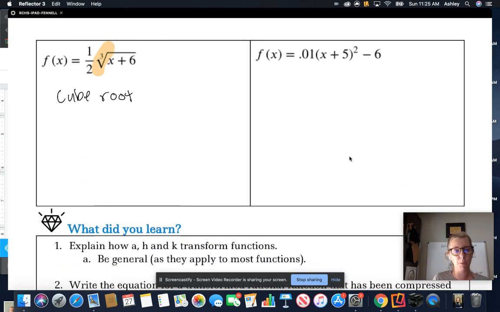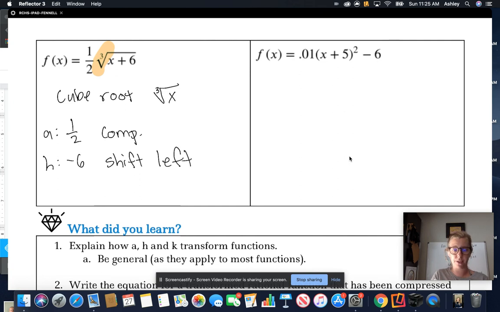Okay, so this is a cube root function, and the mother would be the cube root of x. Okay, my A value here is 1/2. That's going to compress my function. My H value here is -6. So we're going to shift left 6 units. K is 0. There's nothing being added over here, so that's like +0. So no shift up or down.